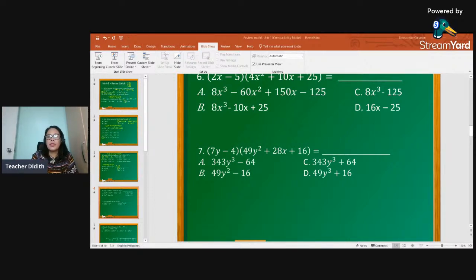Okay. For number 6, this is a special case on the product of binomial and trinomial. So you have 6 here. So we just work on the cube of each term of the binomial. So we'll work on the cube of the first term. So this is 8x cubed. And then we consider the sign of the given binomial, minus the cube of 5. So that's 125. So our answer is letter C. Correct.